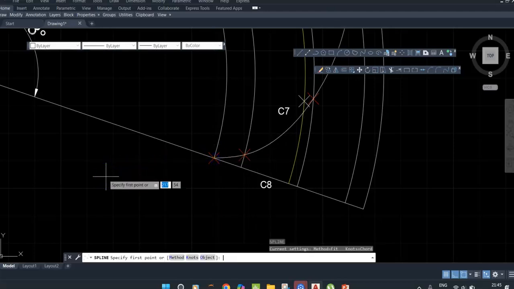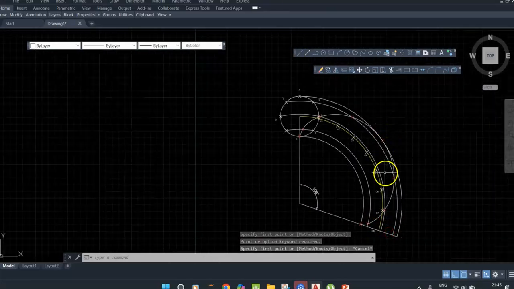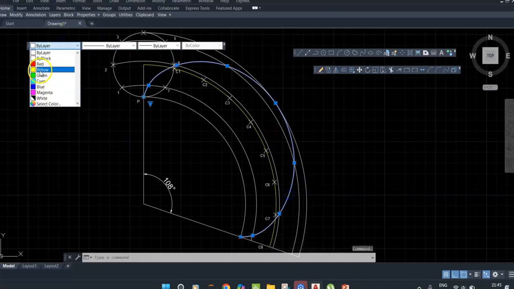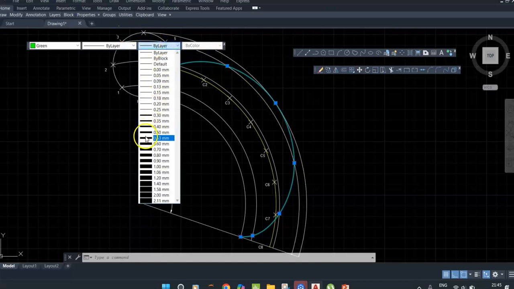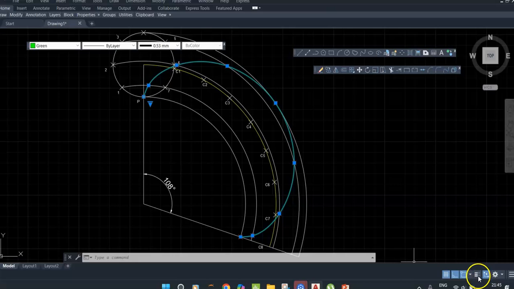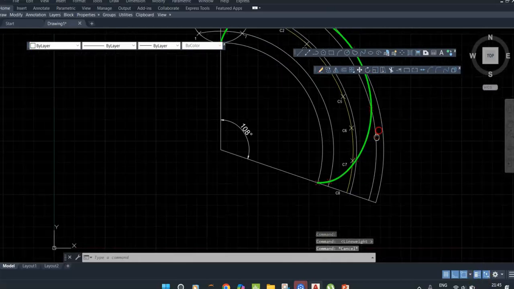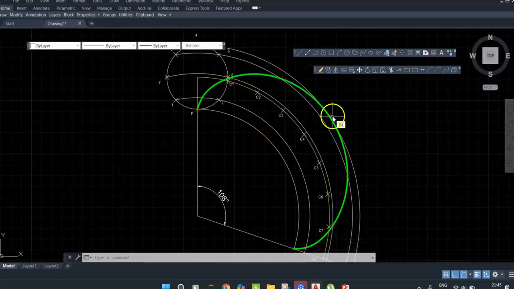Three times enter. Escape. This is the epicycloidal curve that we got. Later on, click on that curve. Convert the curve to some appropriate color. Increase the line weight. Make sure that line weight is on. Points on the curve are very important.